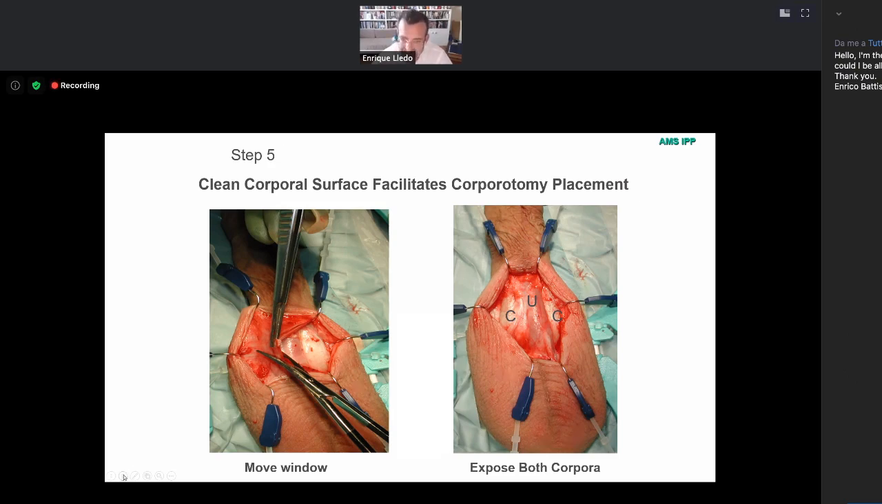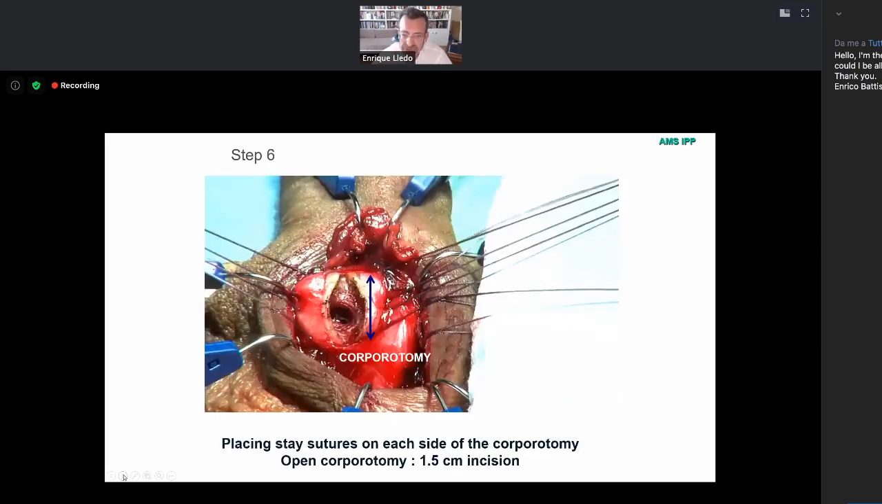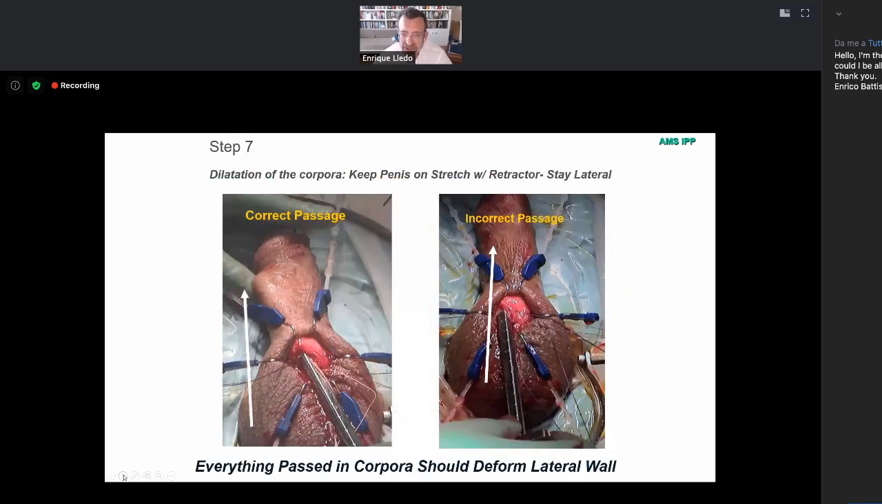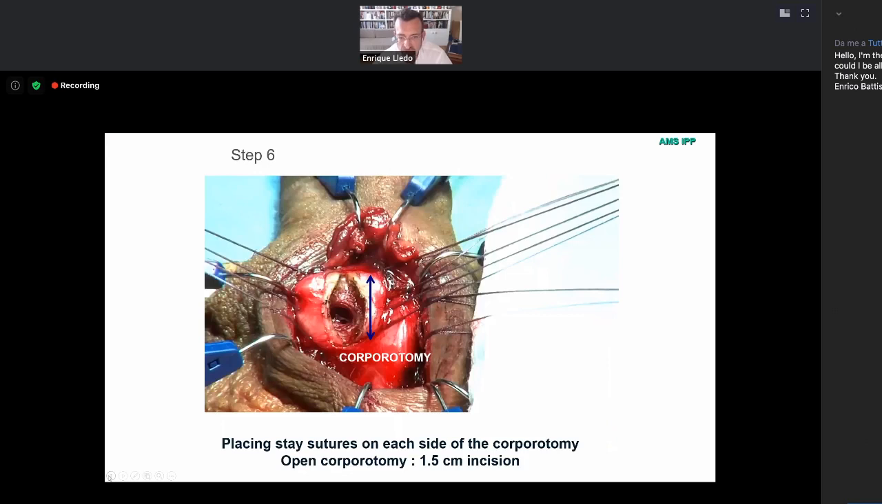Next slide. And at this time, you put the stitches. I usually put 4 stitches. Next slide, please. 4 stitches in each side using Vicryl, 2 stitches medial to the urethra and 2 stitches lateral to the urethra. Previous slide, please. As long as you put these stitches, you do the corporotomy. The corporotomy should not be higher than 2 centimeters most of the time.